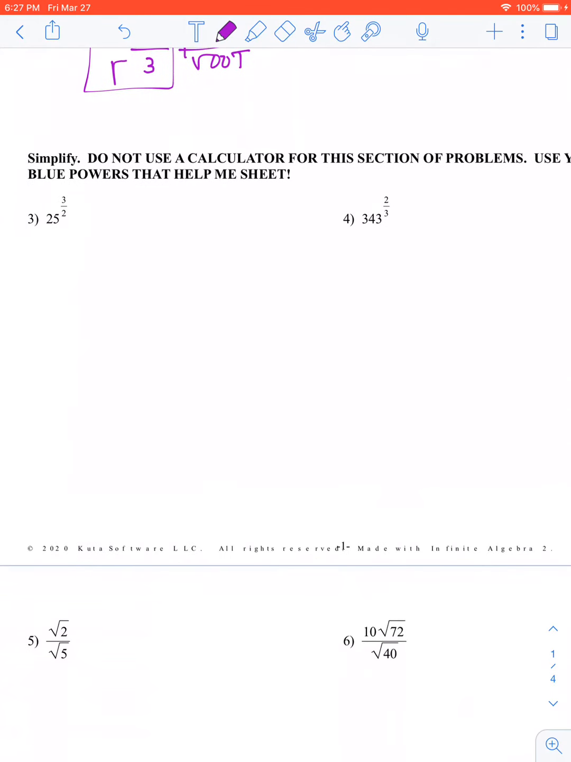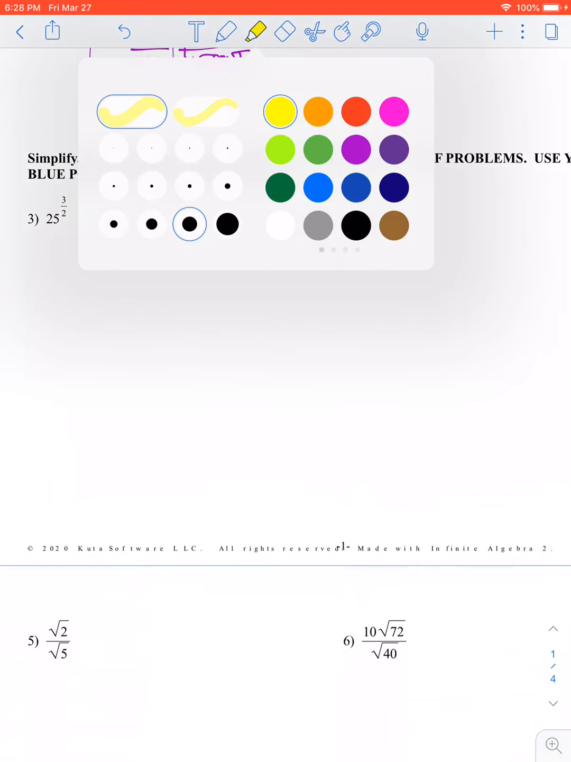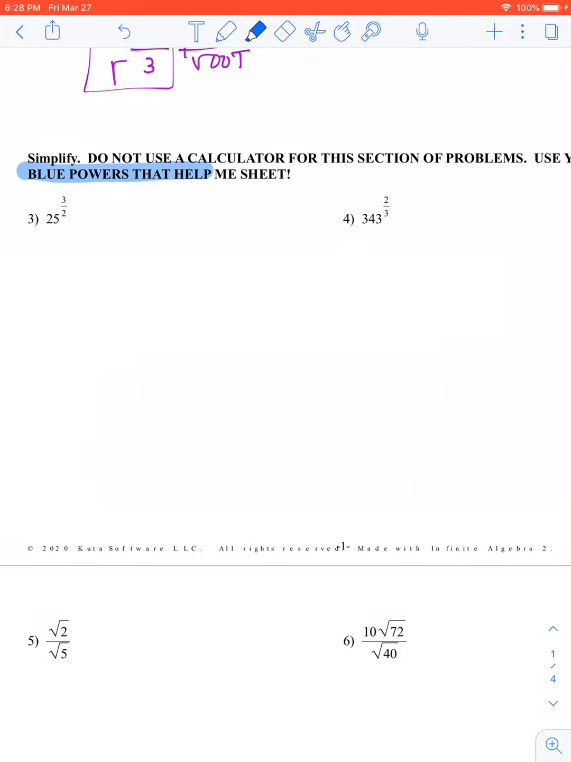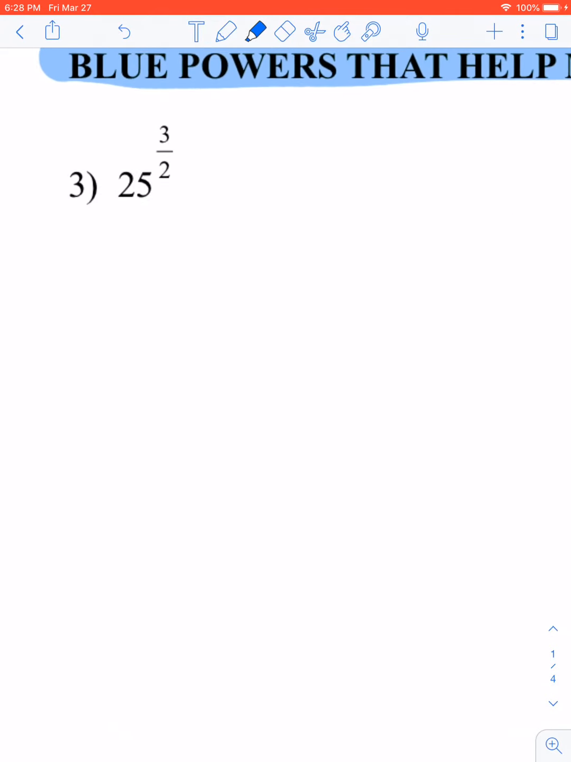Next, the next set of problems on your assignment, you can do them on a calculator. I'm not going to be there to look, but I would encourage you to use a calculator to check your answer. And instead, for these questions, please get out the blue Powers That Help Me sheet. That's the learning that you want to review.